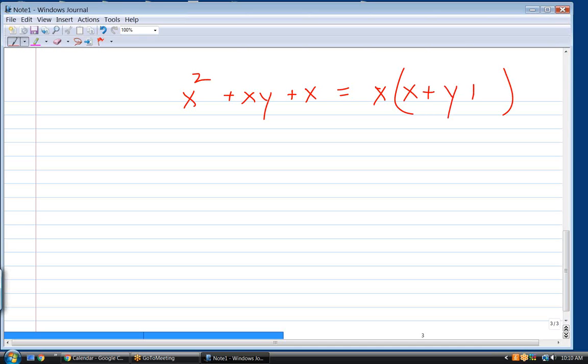Plus 1. In other words, I have to divide that by X, I have to divide that by X, and I have to divide that by X. So this is where you get the X, this is where you get the Y, but this is equal to 1. Okay. So that's the answer factored. Okay.